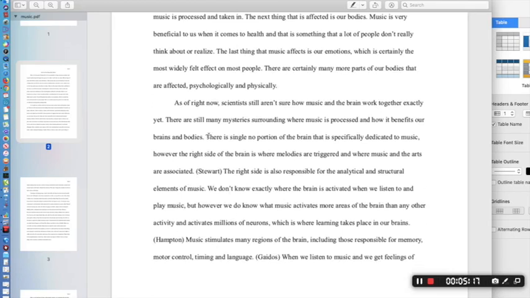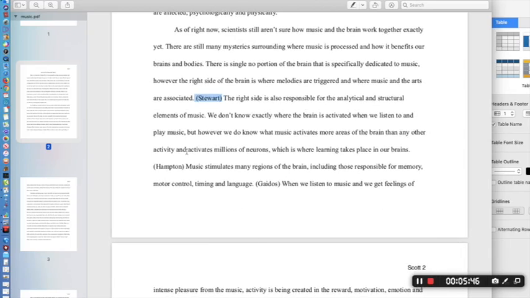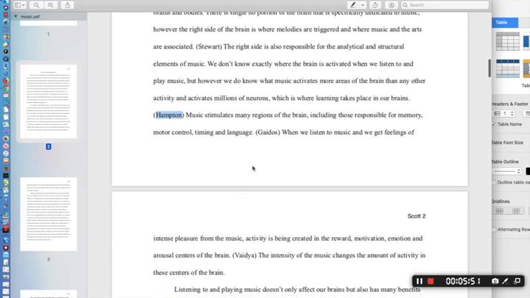These are paraphrases. So each of these sources talked about a fact that was not common knowledge. For instance, this one says the right side of the brain is where melodies are triggered and where music and the arts are associated. I didn't know that. I don't think that's common knowledge. The author of the paper knew that it wasn't common knowledge, so even though it's not a direct quote, they gave the author a citation to show that this specific information came from this person. This specific information, activating millions of neurons, came from this person's article, etc., etc.